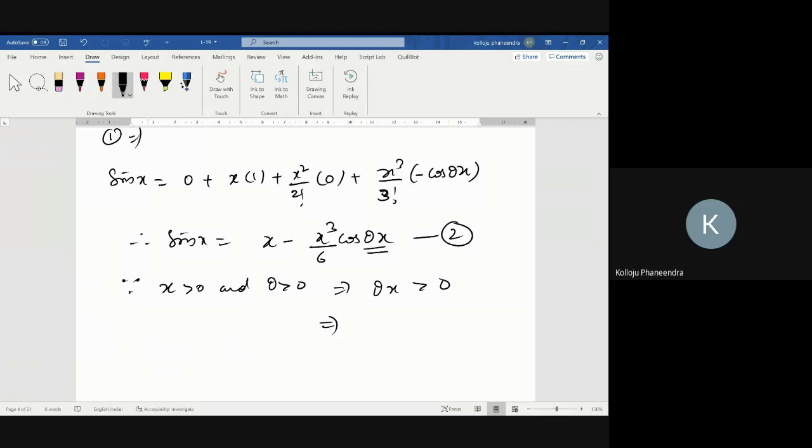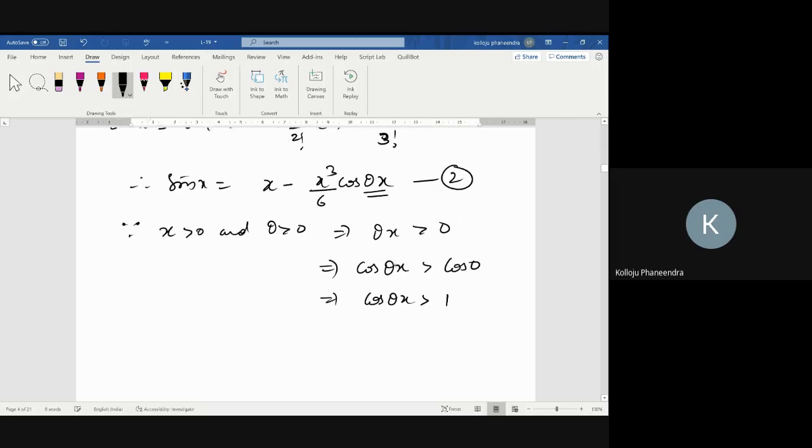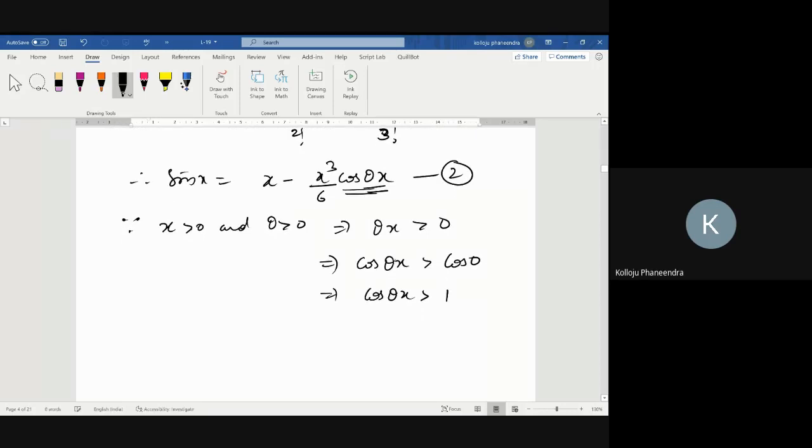The next term is what? Cosine. So assign cosine on both sides. Cosine theta x is greater than cosine 0. So cosine theta x is greater than 1. Next, this cosine theta x is multiplied by minus. So minus x cube into cosine theta x. Shall I take 6 also? It is greater than, becomes what? Since multiplied by minus, negative, multiplied by minus x cube by 6.